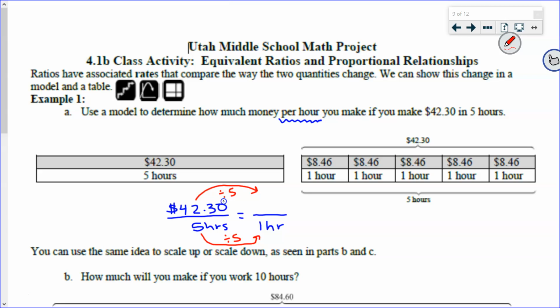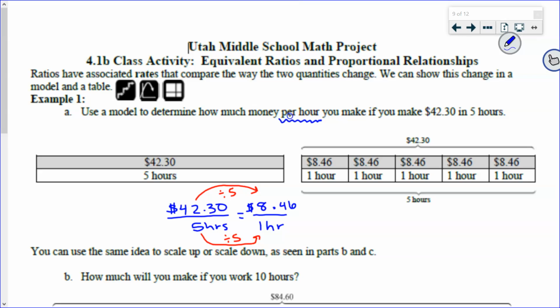42.30 divided by 5. Type it into your calculators if you need to. What did you get, Emma? 8.46. Weird. That's the exact same number that they got too. That's not that weird, is it? Okay. So the 42.30 divided by 5 is $8.46.